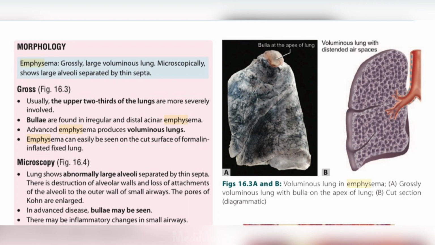Talking about the microscopy, large alveoli are seen because of the destruction of the alveolar walls, and bullae may also be seen. We can also see some inflammatory cells and the inflammatory changes that occur at the air spaces.